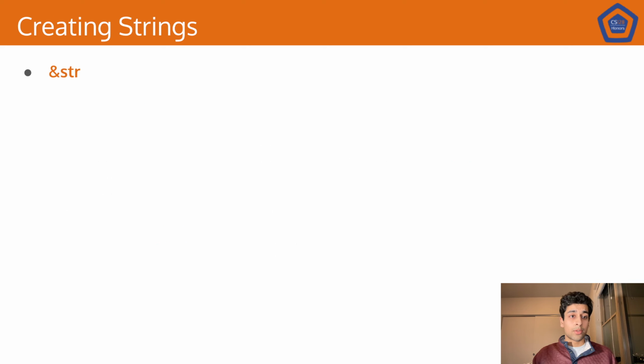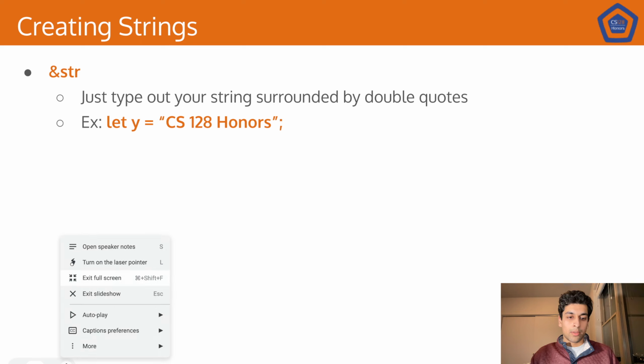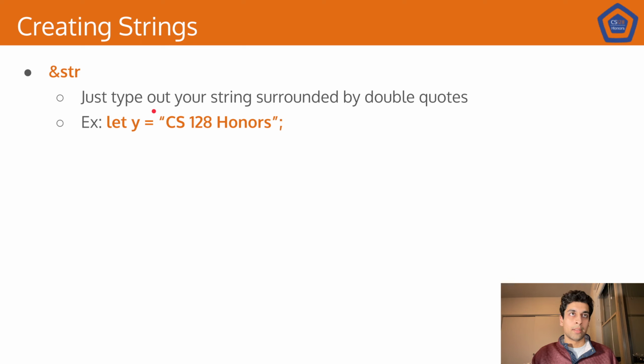To create strings, creating an &str is very simple. You just type out the string you want, surrounded by double quotes. So if I want the string CS128 honors, I should create a variable, let y equals, and then in quotes, CS128 honors. If you try to copy directly from the slides, just be wary that the quotation marks on the slideshow are not accurate. You'll have to use the native double quotes. I don't know why slides autocorrects that.